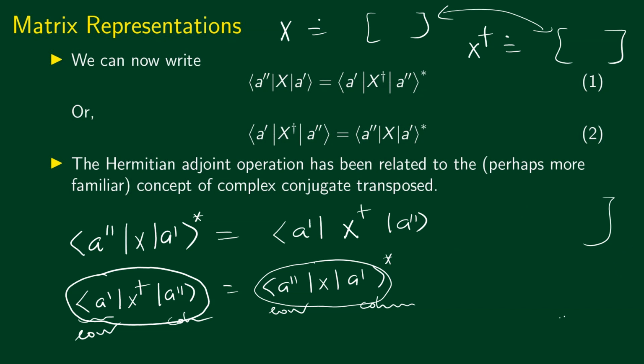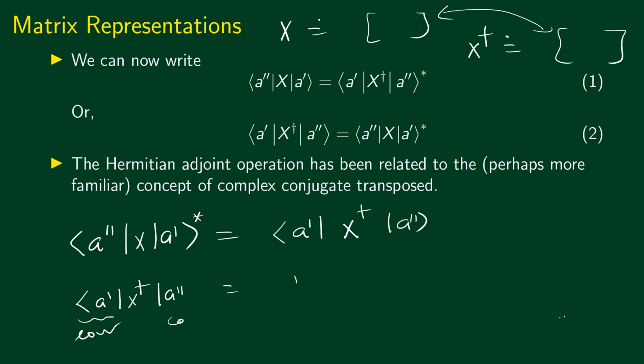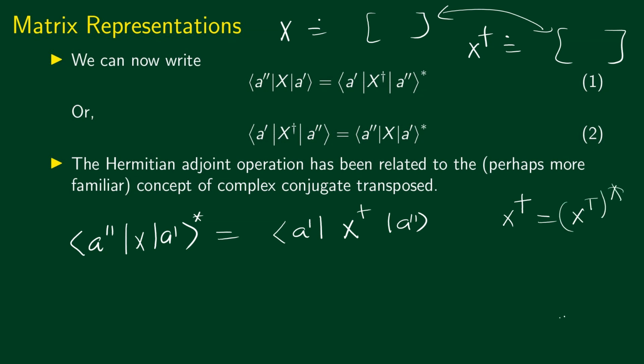In the case of matrices, I think you might have already studied this. The Hermitian conjugate of a matrix X is obtained by taking the transpose conjugate. So X dagger is equal to X transpose conjugate. I hope this is clear. So the Hermitian adjoint operation has now been related to the concept of complex conjugate transposed. When we are talking about the matrix representing an operator, the Hermitian adjoint is obtained by taking the complex conjugate transposed. So that's the relation between the matrix that represents X and the matrix that represents X dagger. One is the complex conjugate transpose of the other.